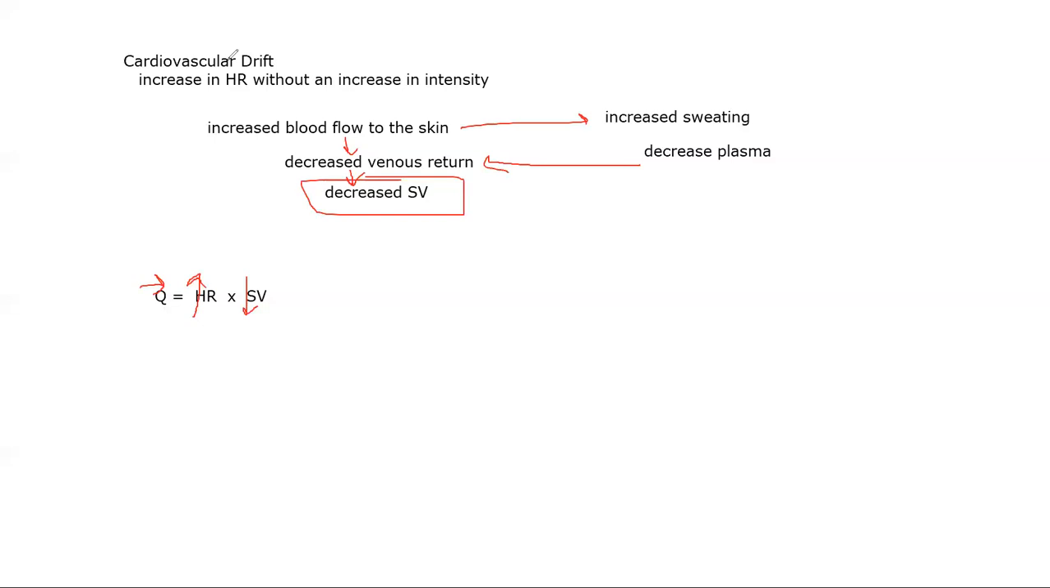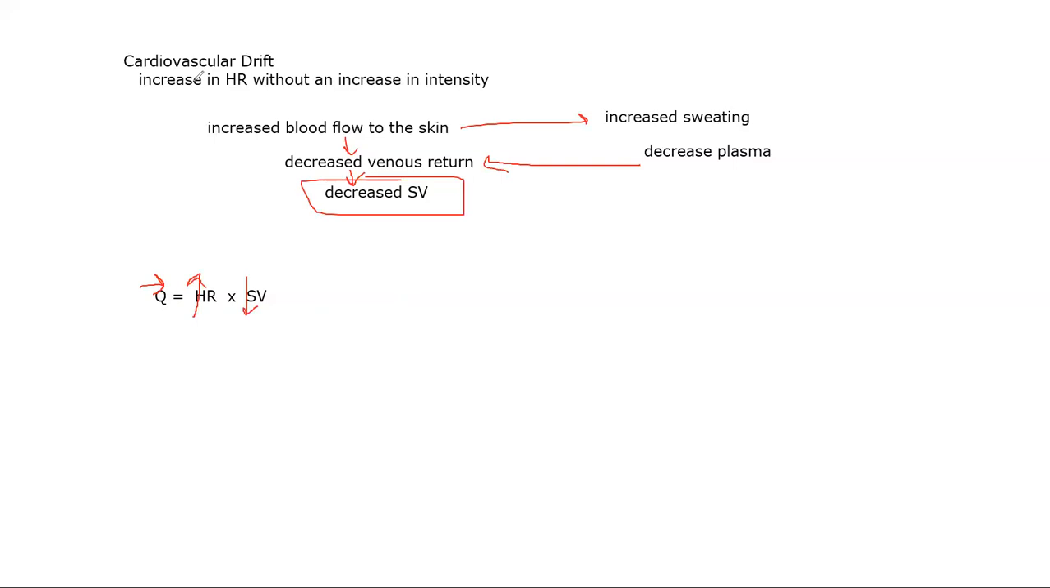This is what's going to happen as you become dehydrated. Your heart rate is going to start drifting up. You're in a hot environment, so you're going to increase blood flow to your skin, which is going to cause you to sweat. That sweat is coming from your plasma, so your plasma level drops, which means you have less blood flow going to your heart. That's a decreased venous return.